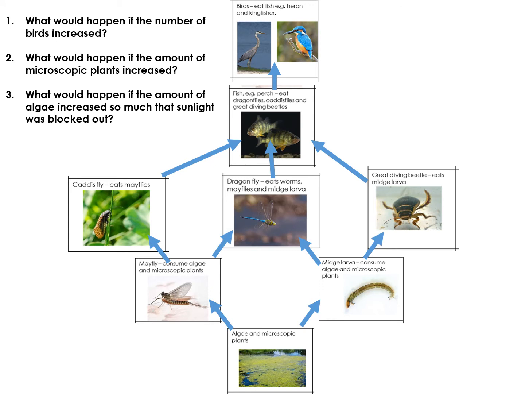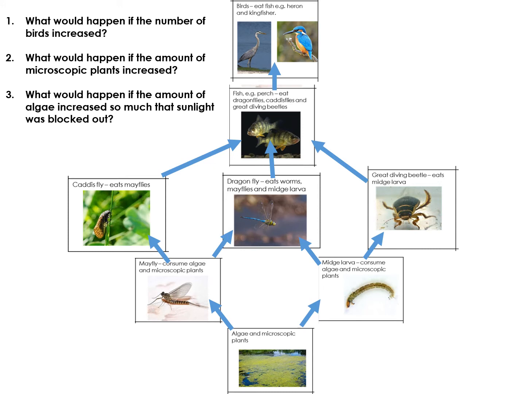Firstly, if birds increased, more fish would be eaten, so there would be fewer fish. So fewer caddisfly and dragonflies and beetles would be eaten. So their numbers would increase. So if their numbers increase, they're going to be eating more of the level below. So the mayfly and the midge larva will decrease. Now, if this level decreases, less algae will be eaten. So the algae and the microscopic plants would increase.